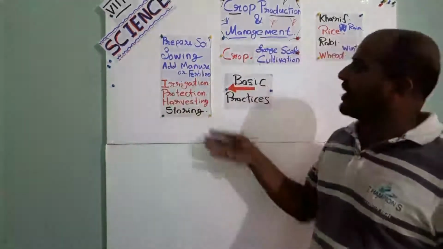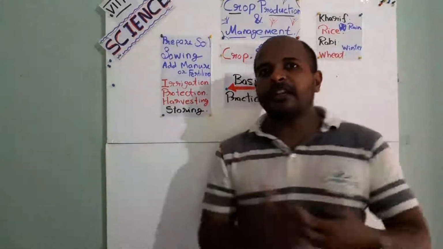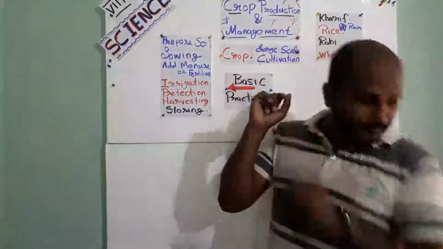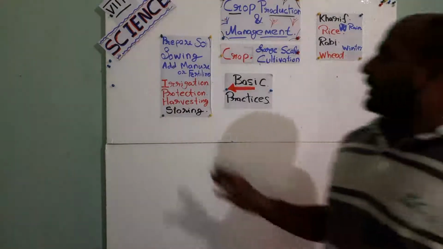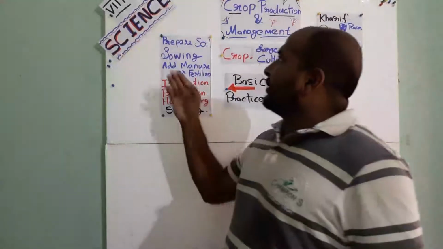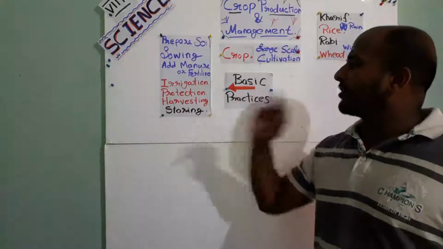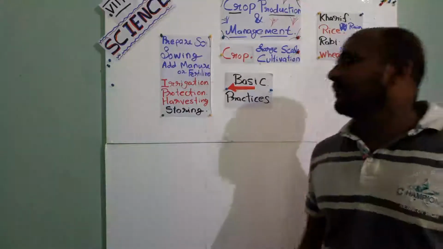The main part of this chapter is the basic practices which we follow for the production of food crops. The first one is preparing the soil, sowing, adding manure, irrigation, protection, harvesting and storing. At least within 2 classes we will finish that.